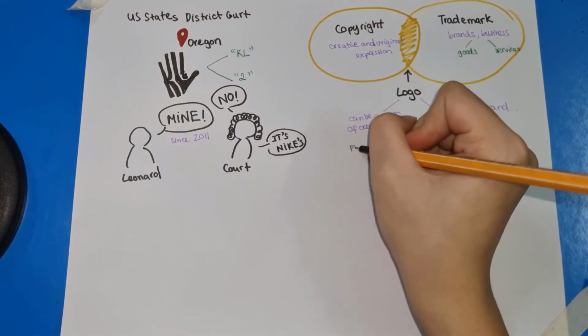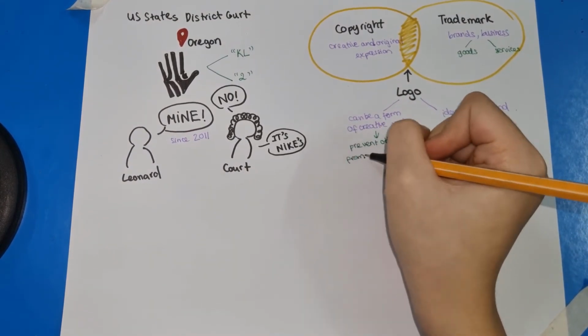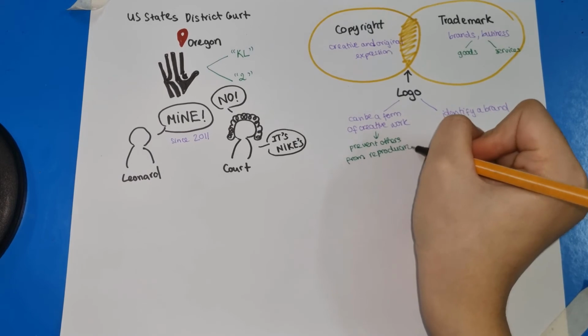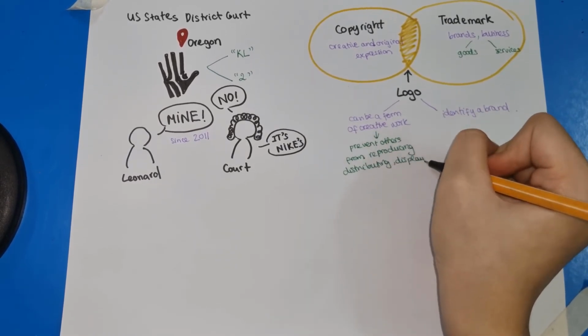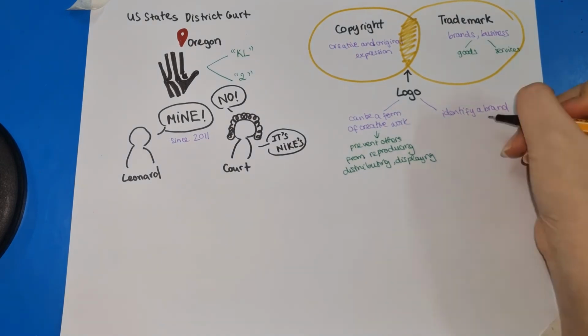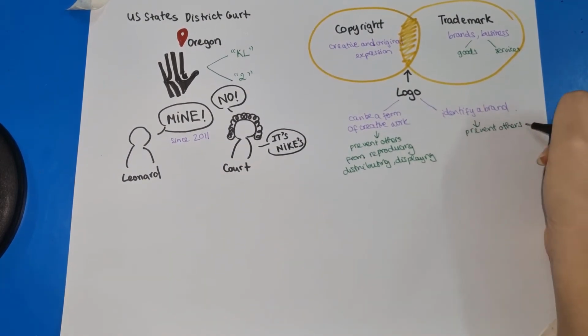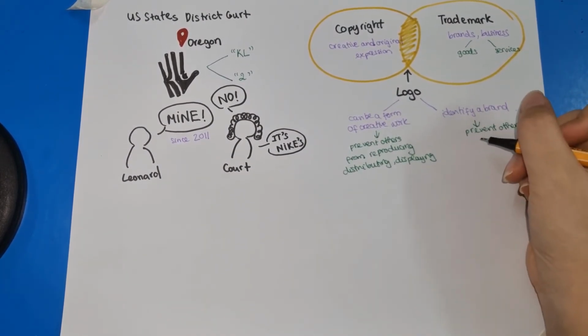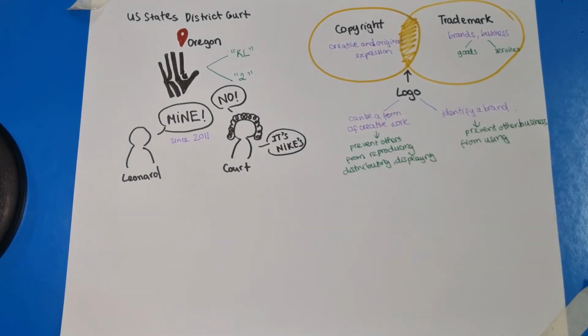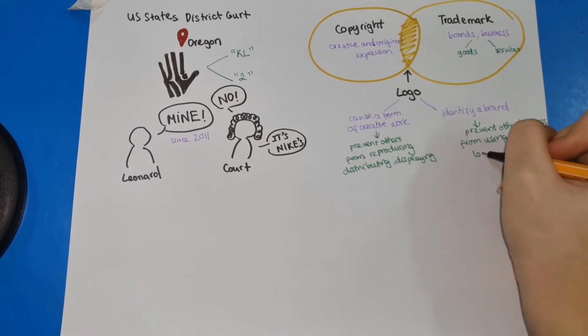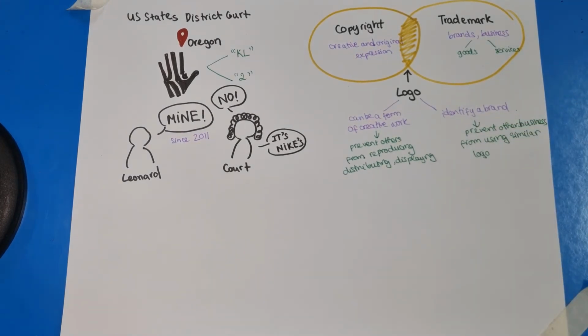Copyright in a logo would prevent others from reproducing, distributing, making derivative works, or displaying the logo without the owner's permission. A trademark, on the other hand, would prevent other businesses from using a logo that is either the same or would likely cause confusion to identify and promote their own similar goods or services.